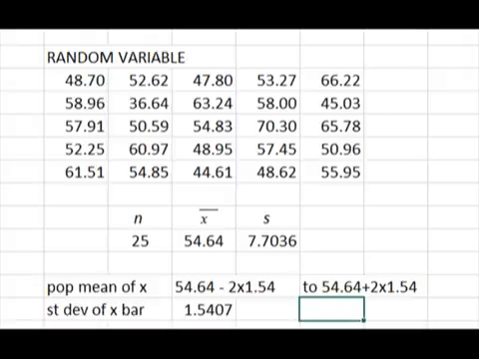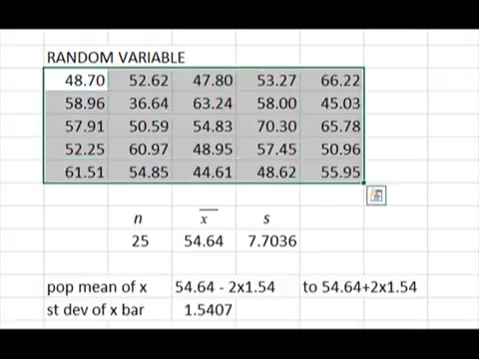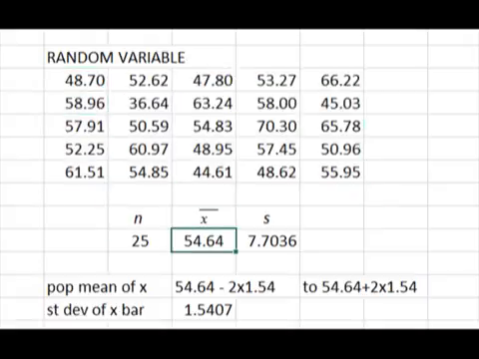Notice how it was important that we use the central limit theorem here. We don't know anything about the distribution of x from which these 25 values came, but we can guess that because the mean of those 25 values is 54.64, the true mean of x is probably somewhere fairly close to 54.64. Maybe a little bit above it, maybe a little bit below it. How far above and below? Well, the central limit theorem tells us that whatever the standard deviation of x is, we have an estimate of 7.7036. We know that the true standard deviation of x bar, of sample means, is that standard deviation divided by the square root of 25, the square root of the sample size.